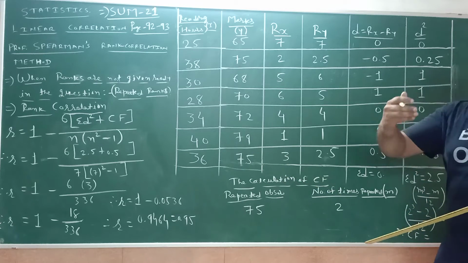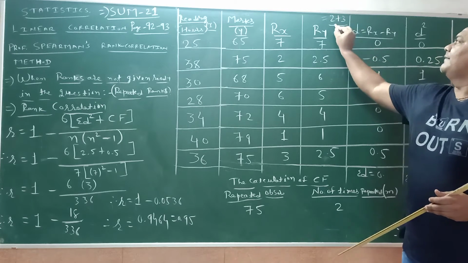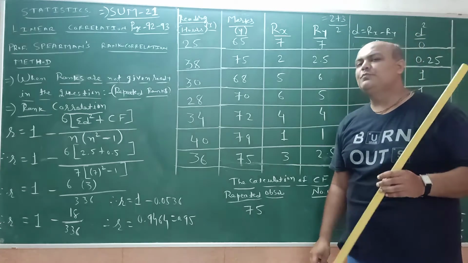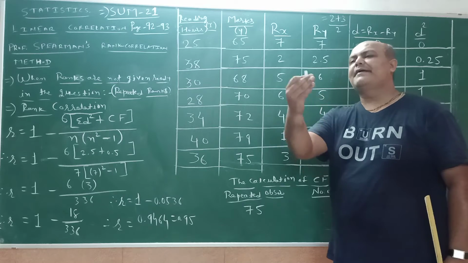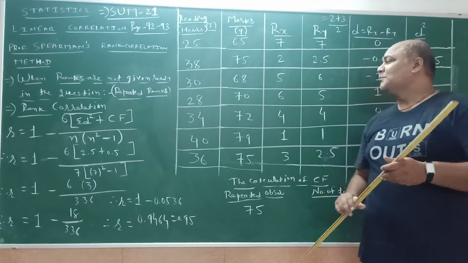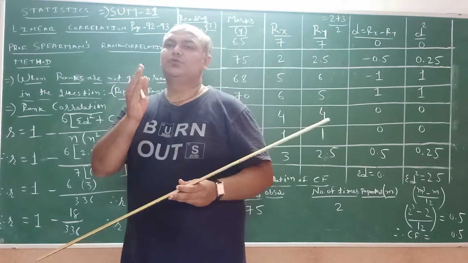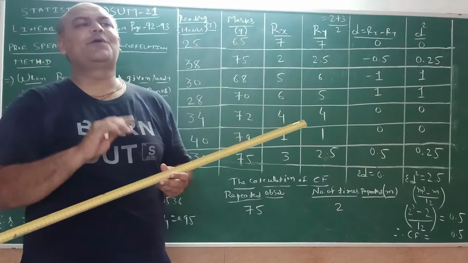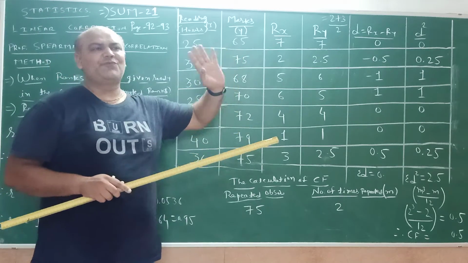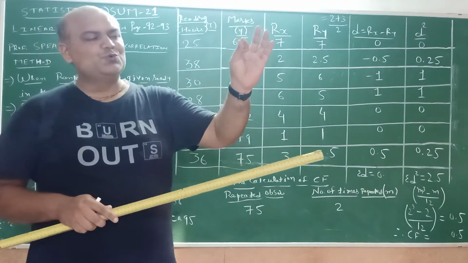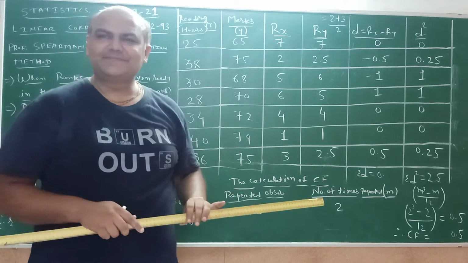So the rank is 2 plus 3 divided by 2. Here is the calculation. Sir, why 2 plus 3? Because after first rank, it comes second rank and third rank. Sir, if 75 is there 3 times in the question, then 2 plus 3 plus 4 divided by 3. If 75 is 4 times in the question, then 2 plus 3 plus 4 plus 5 divided by 4.